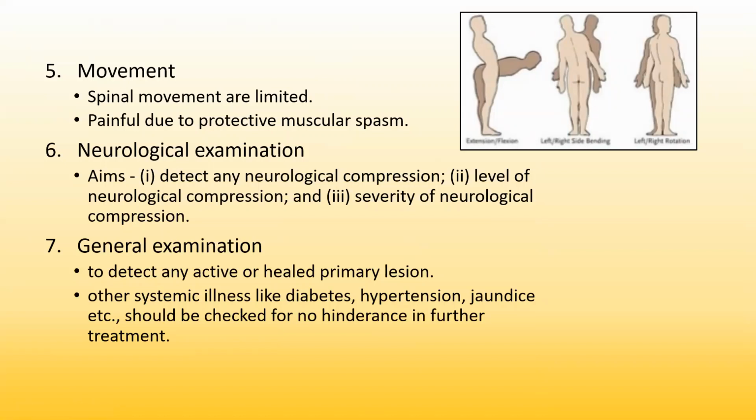The aim of the neurological examination is to detect any neurological compression, level of neurological compression, and severity of neurological compression. The examination should involve full assessment of muscle wasting, fasciculation, tone, power, coordination, proprioception, sensation, and reflexes. In addition to motor, sensory, and reflexes examination, assessment should be made of urinary or bowel function also. Then is general examination. General examination is done to detect any active or healed primary lesion, and other systemic illness like diabetes, hypertension, jaundice, etc. These should be checked for no hindrance in further treatment.